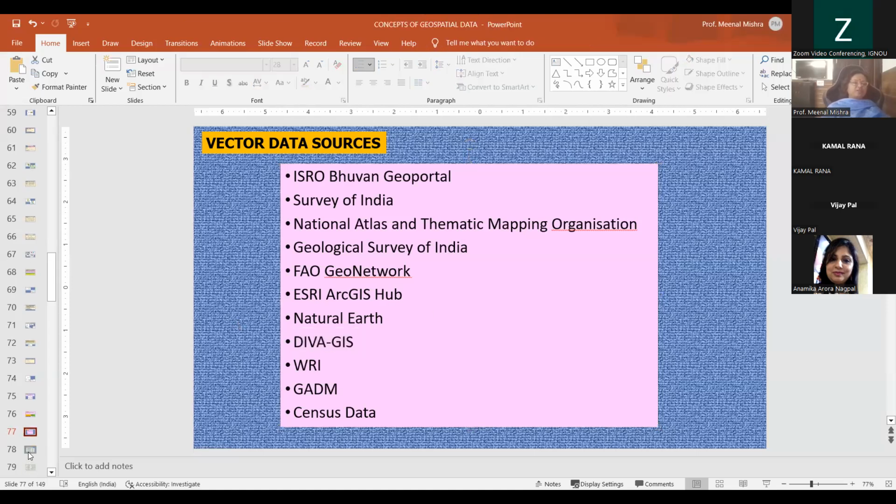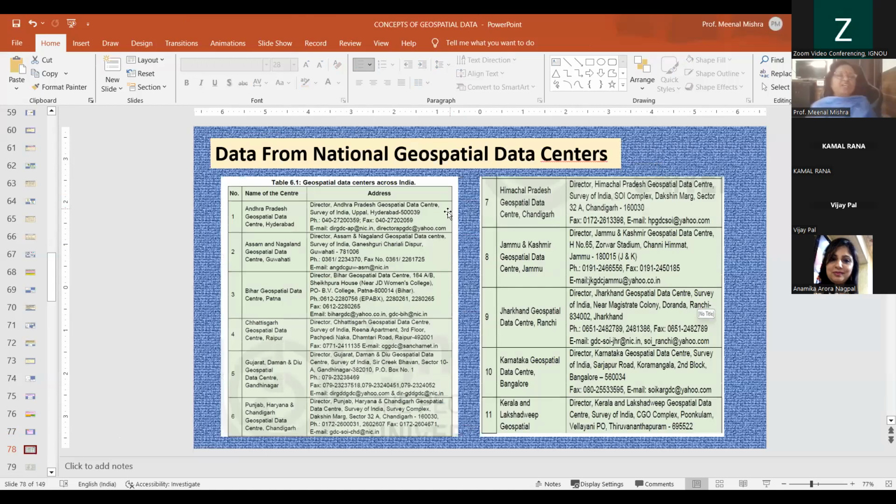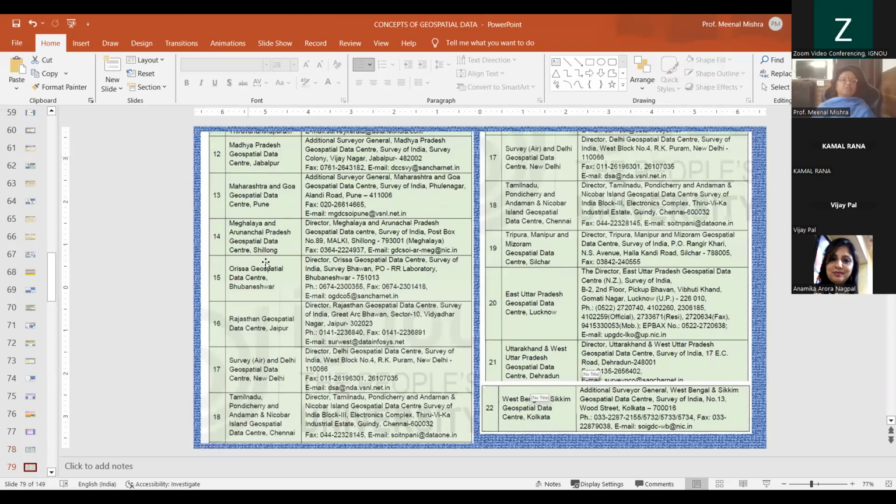Now the rest I'm leaving. Now from where do you get the geospatial data? See Table 6.1 in your SLMs. You can get the data of all 22 states from these. These are the center addresses. Himachal Pradesh, Jammu Kashmir, Jharkhand, Karnataka, and then Madhya Pradesh until 22, West Bengal. So you can get the data of all these states from the address given there, and email also has been given there. You can get all this.